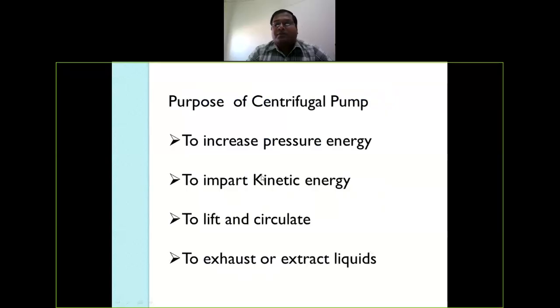If we talk about the purpose of the centrifugal pump, it is generally used, first, to increase the pressure energy. Secondly, to impart the kinetic energy. Thirdly, to lift and circulate. And fourth, to exhaust or extract the liquids. So these are the purposes of the centrifugal pump.